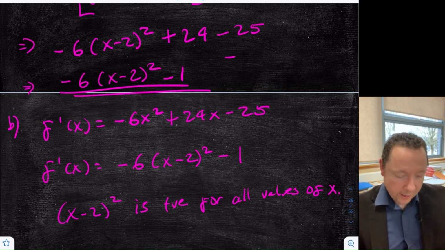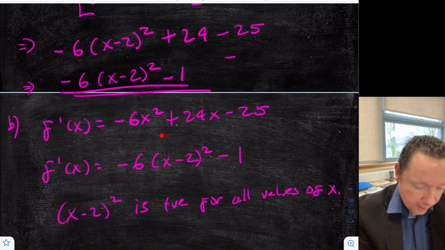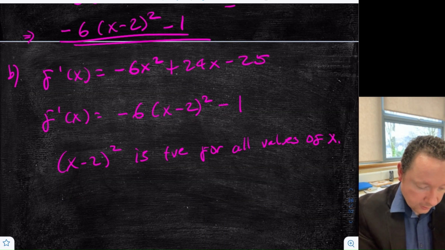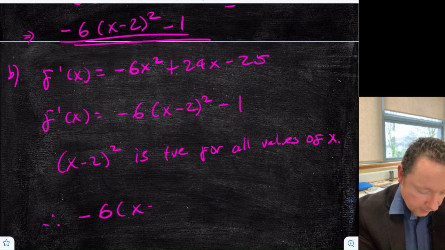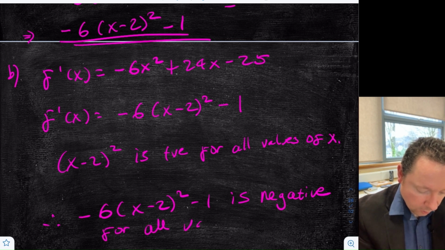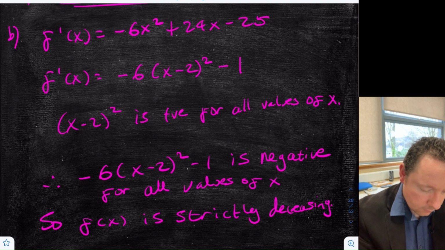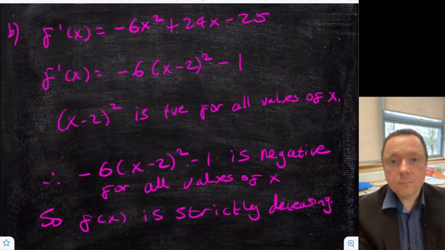And that means that when I've got a positive times a negative is a negative. Take away another one, gives me a negative as well. So all I need to then say is, therefore, minus 6(x minus 2) squared minus 1 is negative for all values of x. So f of x is strictly decreasing. And we're done there.